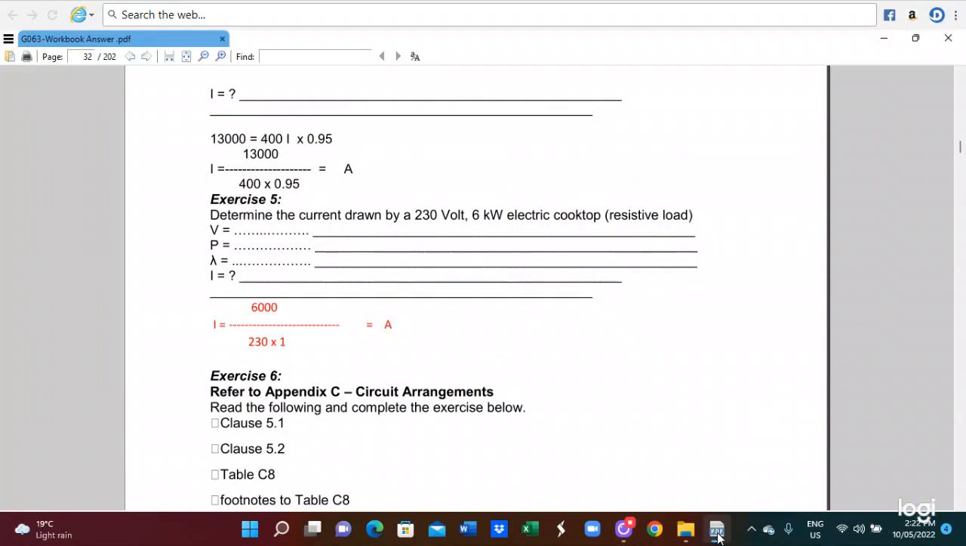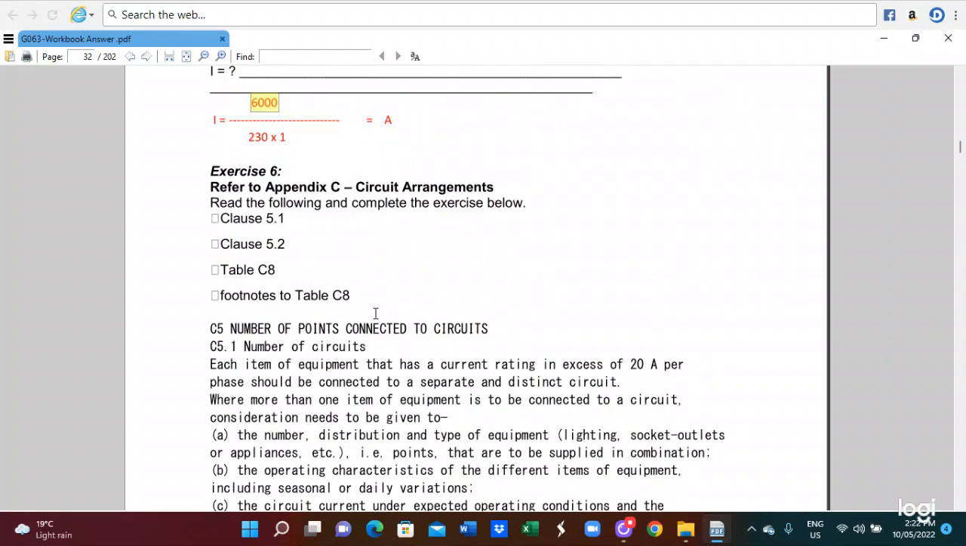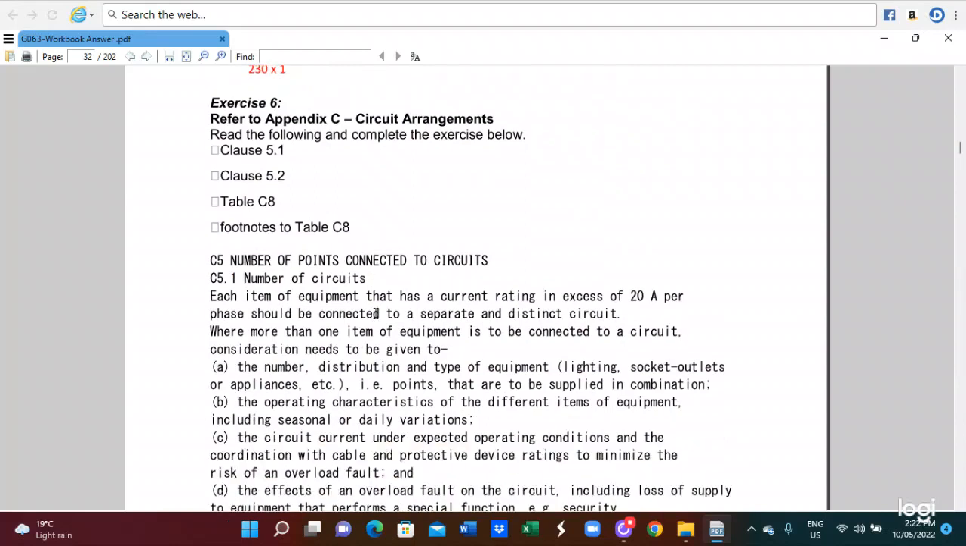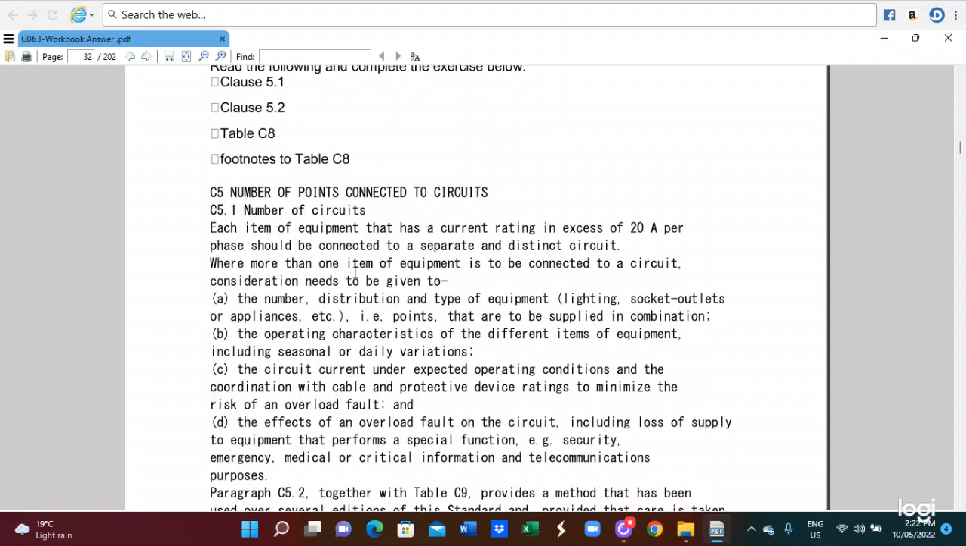So in this case, the question asked: determine the current drawn by a 230 volt, 6 kilowatt electric cooker. So in this case, power is 6,000 watts, 6 kilowatts, with 6,000 watts divided by 230 volts and power factor 1. So that will be the current you can calculate. Also the appendix C, clause C5.1. So C5.1 is about the number of circuits.